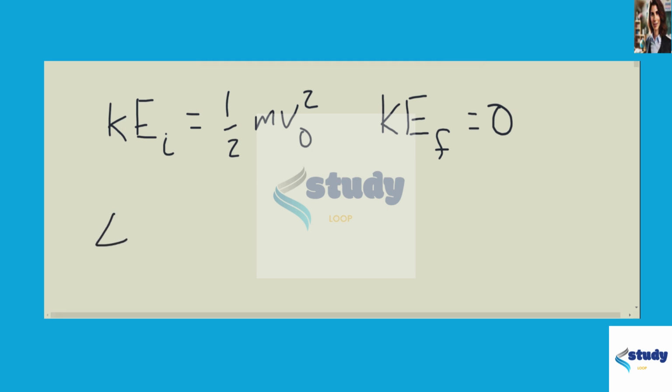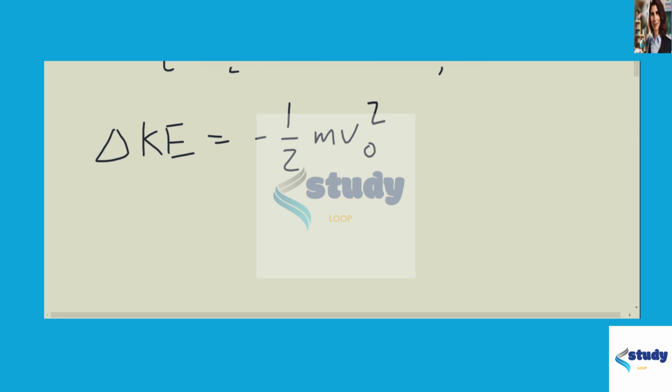So our change in kinetic energy is equal to negative 1/2 m v naught squared. And to solve for the displacement, well, we just set that change equal to negative kx.